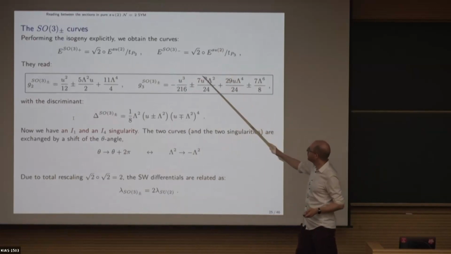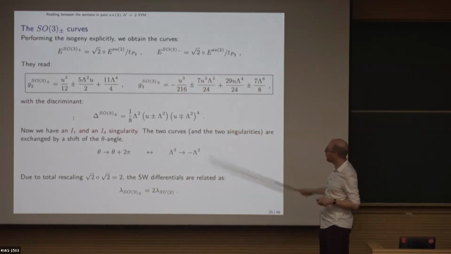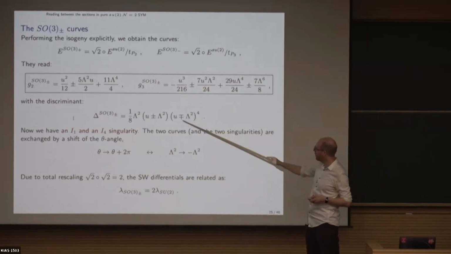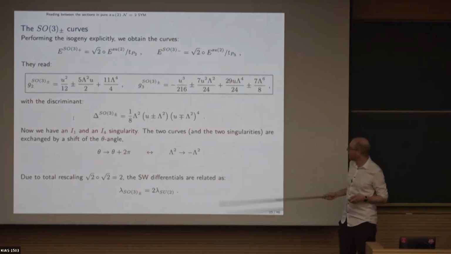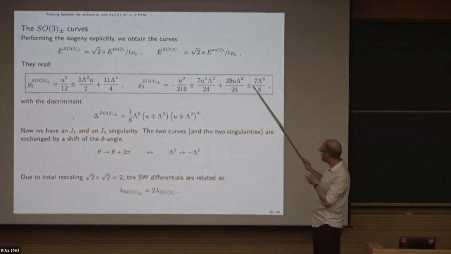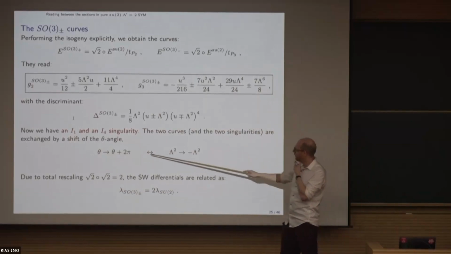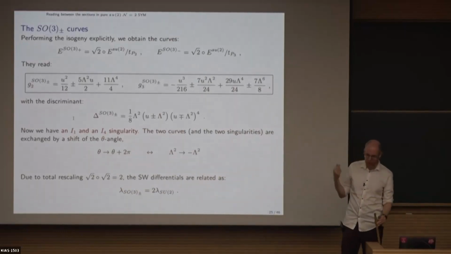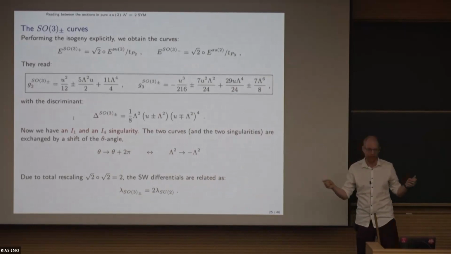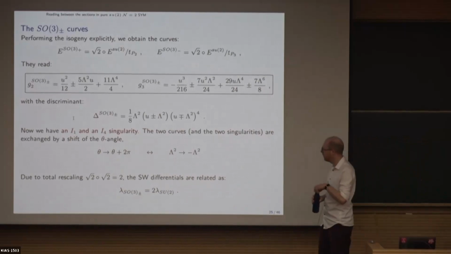Doing that explicitly, you choose the torsion along these sections, P2 or P3, again with a square root of 2 rescaling for the same reason. This is the explicit expression. It has a discriminant like this. So now we will have a type I1 and a type I4 singularity. The two curves are obviously closely related. It's just related by a choice of sign of lambda 2. So this is literally the fact that those two theories are related by a shift of the theta angle. I forgot to say perhaps, but in SO3 theory, the periodicity of the theta angle is 4 pi instead of 2 pi. And so shifting by 2 pi gives essentially slightly different theories. Well, we'll come back to that.